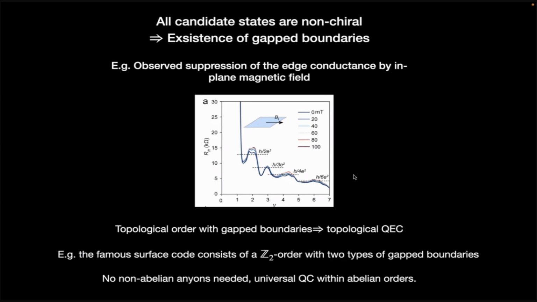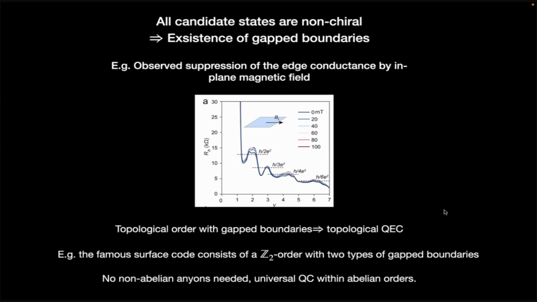So this is unique to these non-chiral topological orders, because in a chiral topological order, like in a fractional quantum Hall state, the edge mode is robust, right? And as long as the bulk gap is not closed, then you can never gap out the boundary. But for this fractional quantum spin Hall state, it is actually possible to introduce gapped boundaries. So this is very interesting because topological order with gapped boundaries can be used for topological quantum error correcting code.